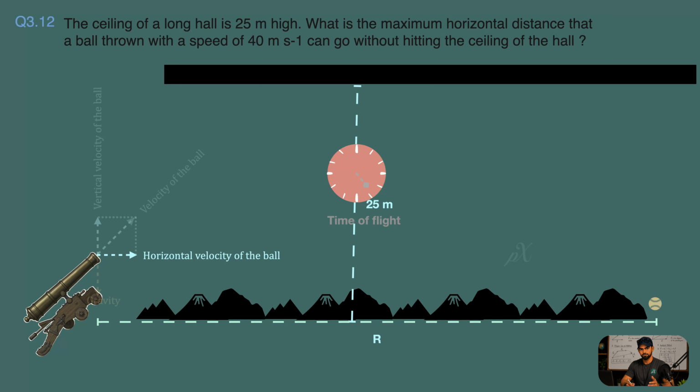And with that, we've successfully solved NCERT Class 11 Physics Chapter 3, Question 3.12. I hope you not only understood how to solve this question, but also why we couldn't use the usual 45-degree rule here. That one extra condition, the 25-meter ceiling, completely changed the approach. And that's exactly what makes physics so interesting.